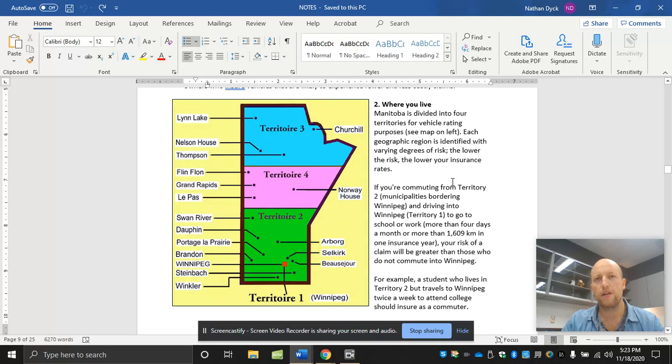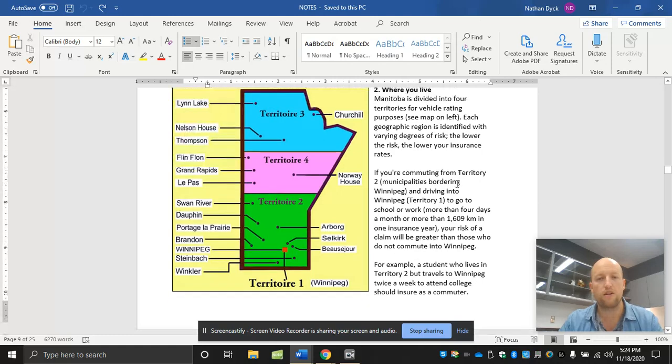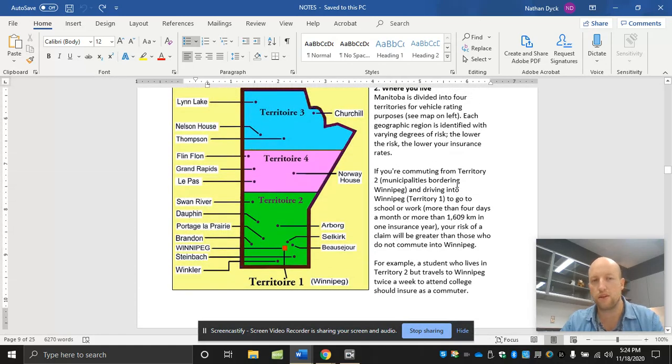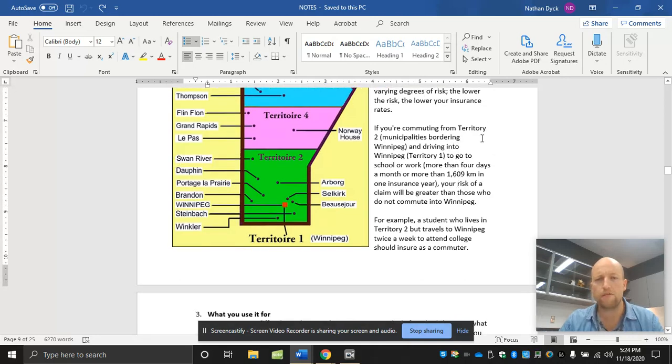So if you're dealing with high congestion in the middle of traffic in Winnipeg versus some lonely rural road, you're going to be more likely to get in an accident when there's a lot more vehicles around driving, or even cyclists, runners on the side of the road. You're going to be a lot more likely to hit one of those if there are more people to potentially hit.